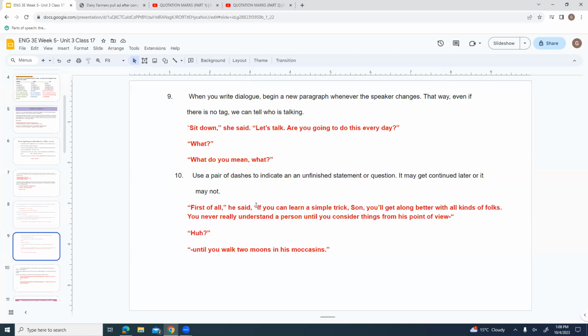"First of all," he said, "if you can learn a simple trick, son, you'll get along better with all kinds of folks. You never really understand a person till you consider things from his point of view." "Huh?" "Until you walk two moons in his moccasins." So here they've put the beginning dash to show that this is the guy continuing his sentence. But it's possible something would happen in the story which would mean maybe he doesn't get to finish his sentence at that point.